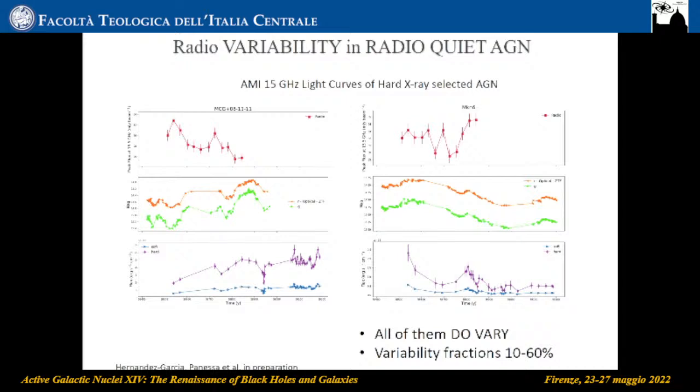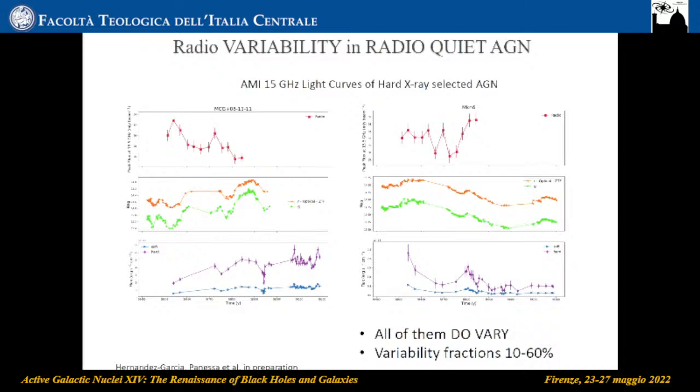The last experiment we are conducting is on performing light curves with AMI at 15 gigahertz for a sample of hard X-ray selected AGN. We have the radio light curve, the optical light curve from the Zwicky Transient Facility, and Swift simultaneous observation. We're working on this because it's quite hard, as you may understand, trying to cross-correlate different light curves.